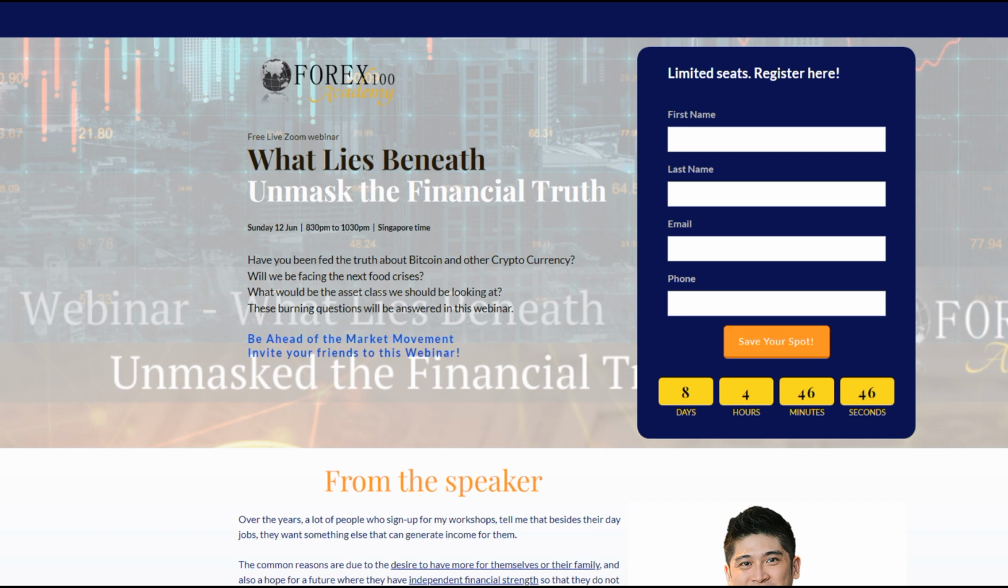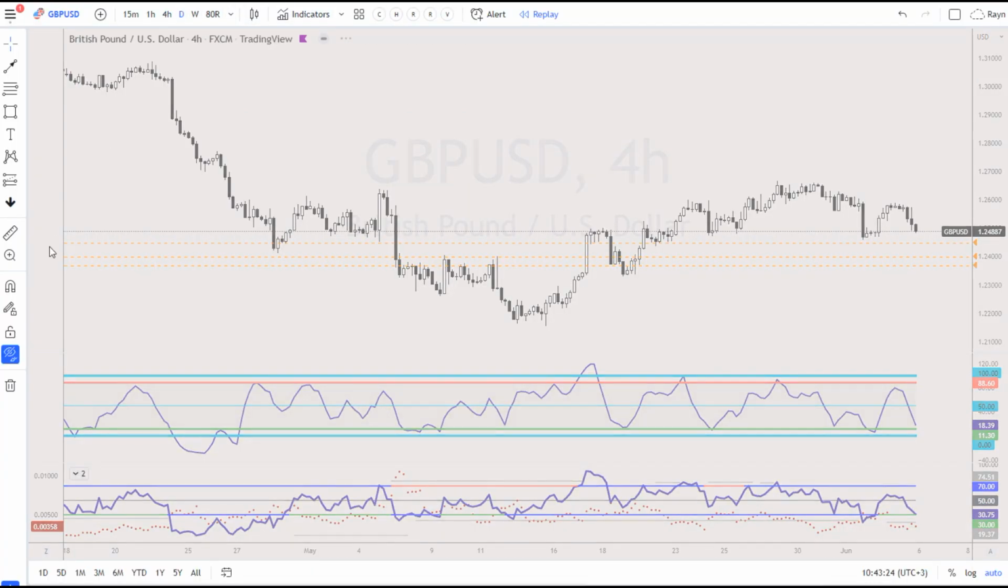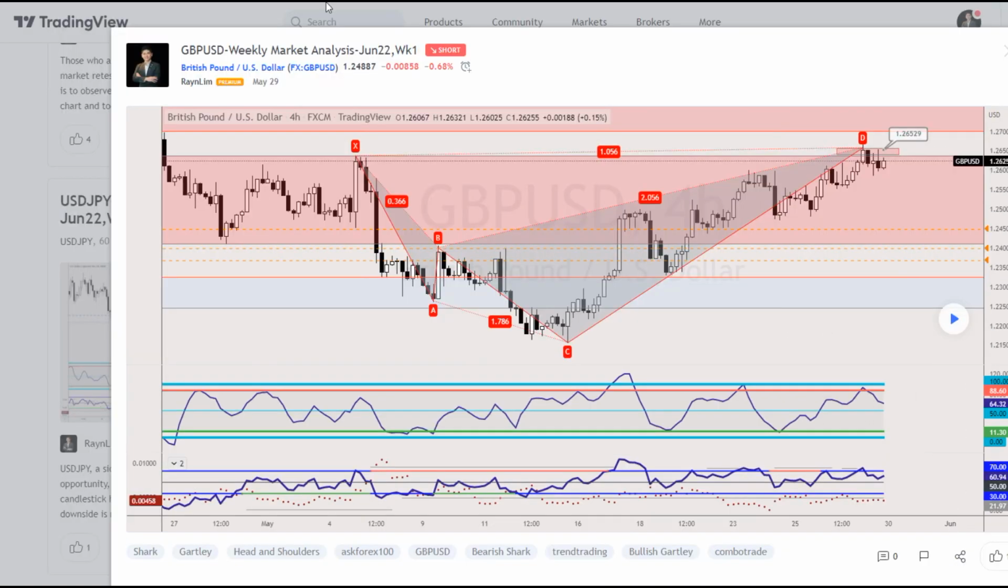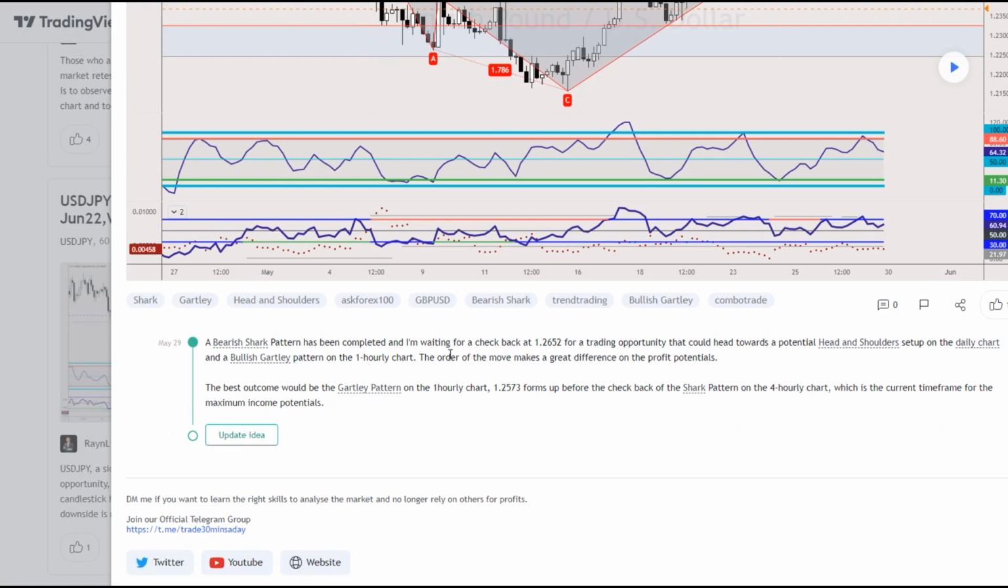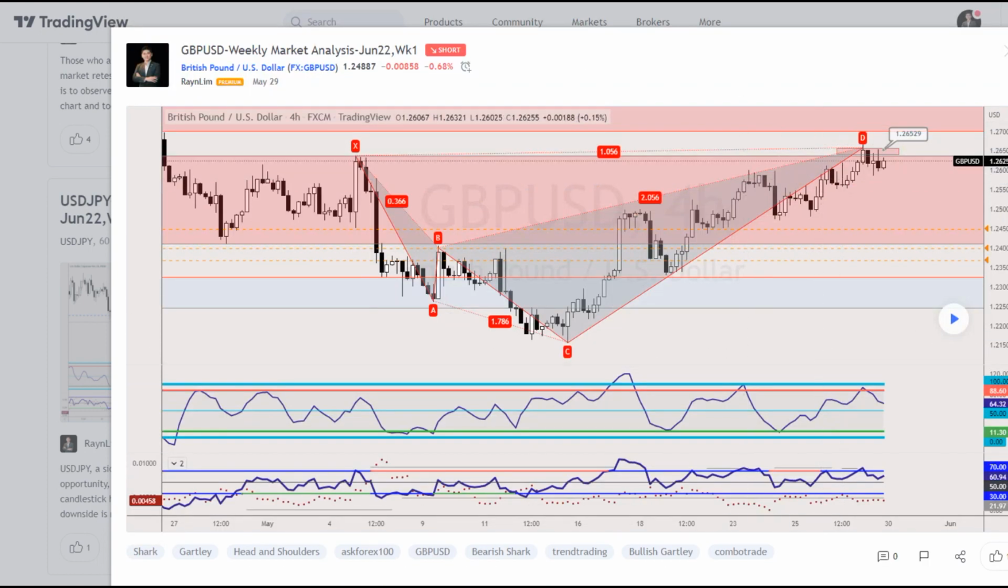So back to our daily chart, let me share with you my analysis over here. Last week I mentioned this head and shoulder. It is in my written analysis. I've talked about a potential head and shoulder on a daily setup. Can you see that? And it happens.